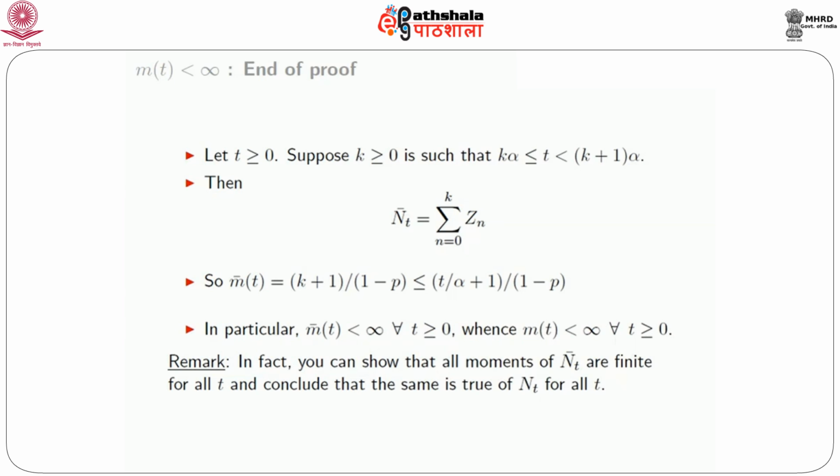Now, as I mentioned, you can easily see from this that N hat t, for any t, is a sum of finitely many geometric random variables. So in fact, N hat t has all moments finite, and from that you can conclude the same is true of N t for all t.